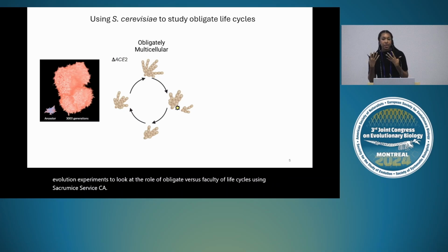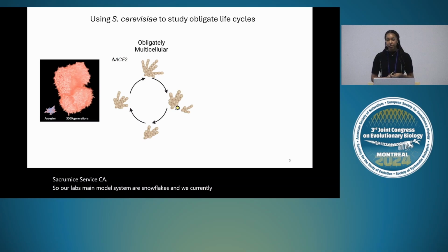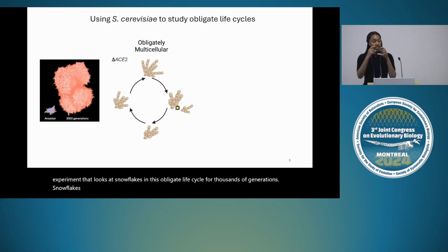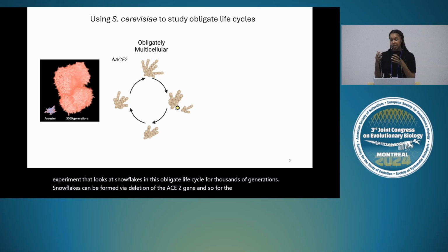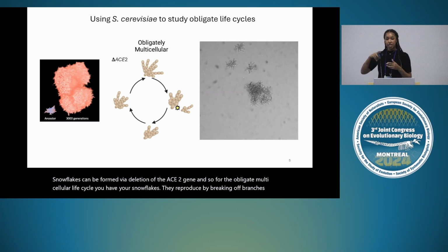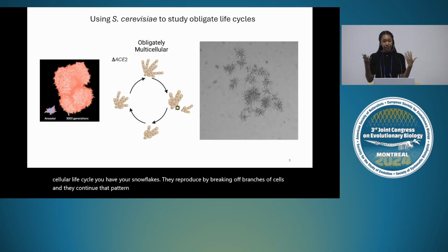So our lab's main model system are snowflakes, and we currently have an ongoing evolution experiment that looks at snowflakes in this obligate life cycle for thousands of generations. Snowflakes can be formed via deletion of the ACE2 gene. And so for the obligate multicellular life cycle, you have your snowflakes. They reproduce by breaking off branches of cells, and they continue that pattern for the entirety of their life cycle.